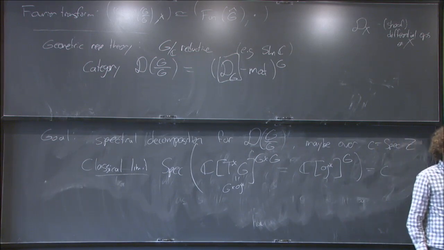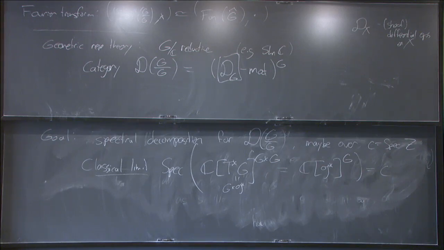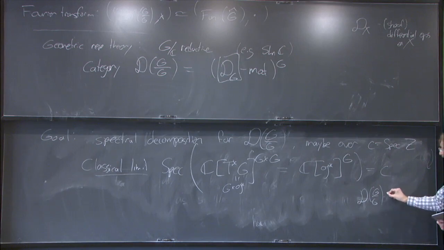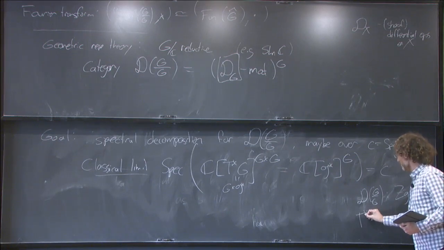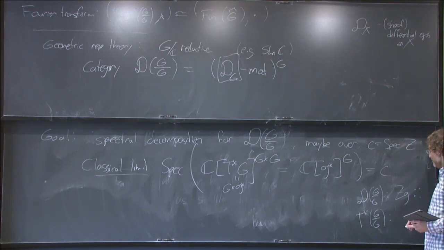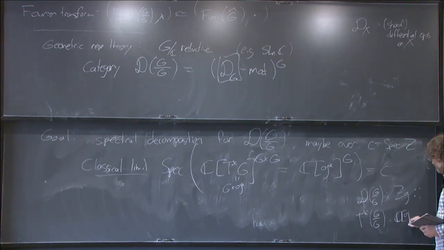Just to clarify, D of G mod G is not modules for ZG. D of G mod G is very complicated. Yeah, that's right, it's not modules for DG. I'm saying that D of G mod G is to ZG as T star of G mod G is to the same ring, functions on the dual of the Lie algebra, invariant polynomials. OK.